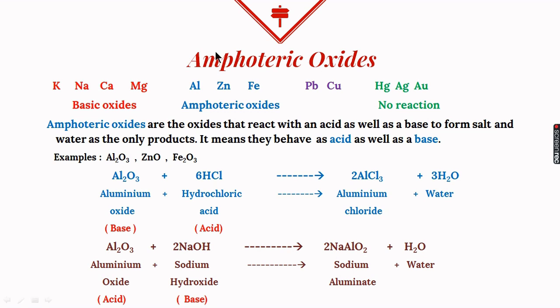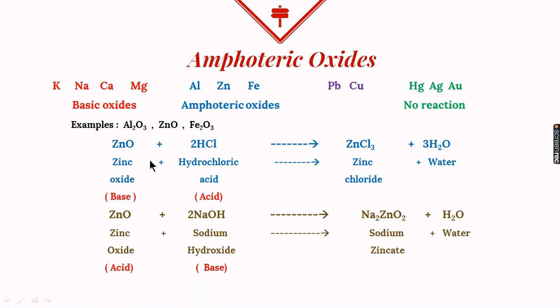Now we will take the example of the second amphoteric oxide, which is zinc oxide. Again, it will react with an acid to form zinc chloride and water. With base, it will form sodium zincate and water. So in both cases, it has formed salt and water to give a neutralization reaction.